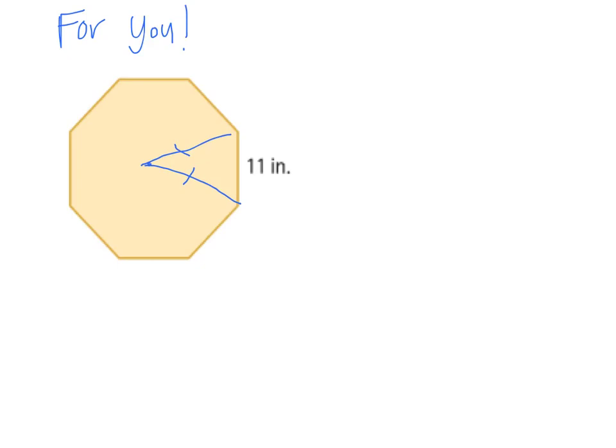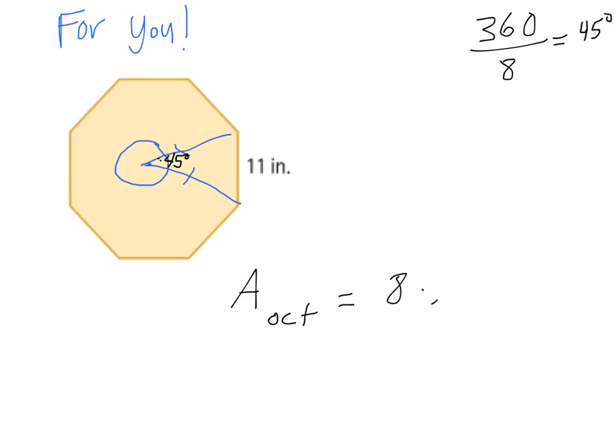Here we have a stop sign. We have a regular octagon where every single side is 11. So what we'll do is we'll drop our radii, and then really what you're going to want to think about is how big is this central angle right here? Well, 360 degrees divided by 8 is going to be 45 degrees. So you know that this central angle is 45 degrees. From here, you should have the strategy that the area of the octagon is going to be 8 times the area of the triangle that we just drew, this one right here.